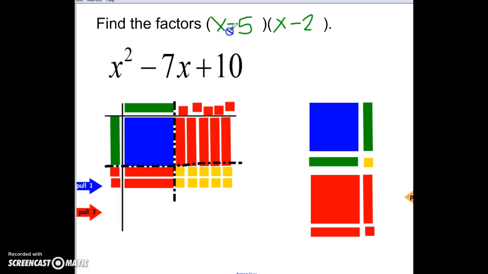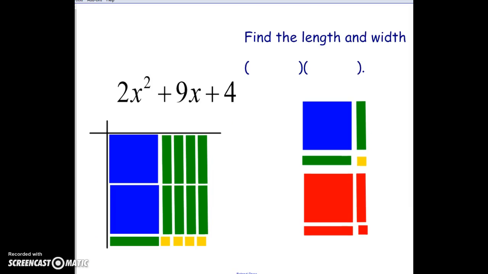And if I look at this, negative 5 times negative 2 would give me positive 10. Negative 5 combined with negative 2 would give me negative 7. So we multiply, we get the last number. We combine, we get the middle number. We're going to work with the tiles for a couple more, and then I'm going to take the tiles away.